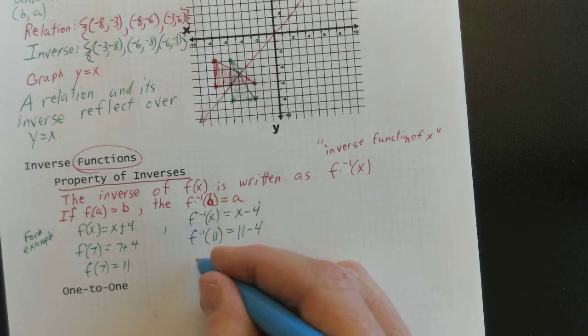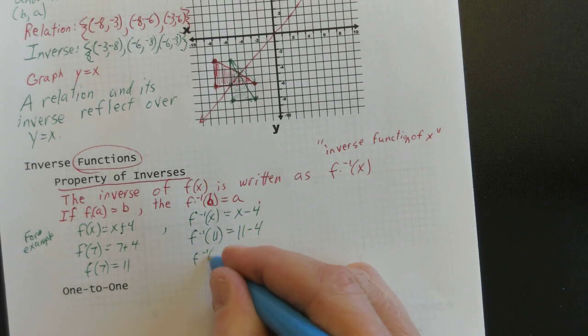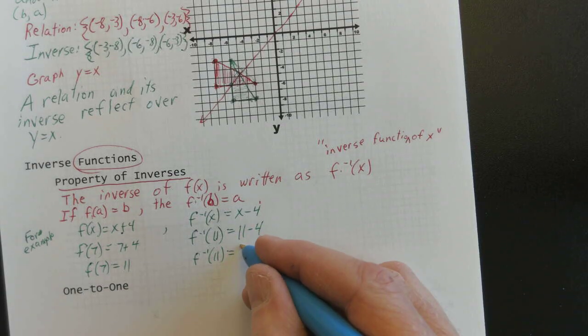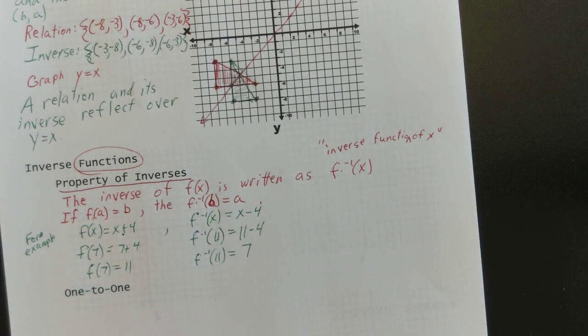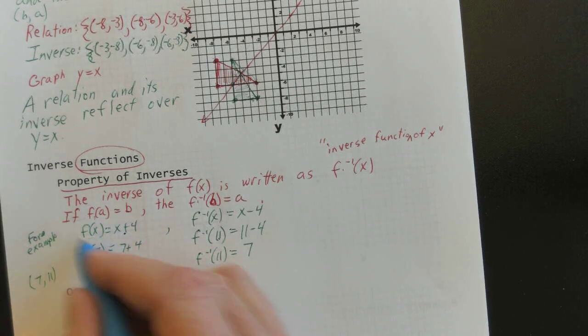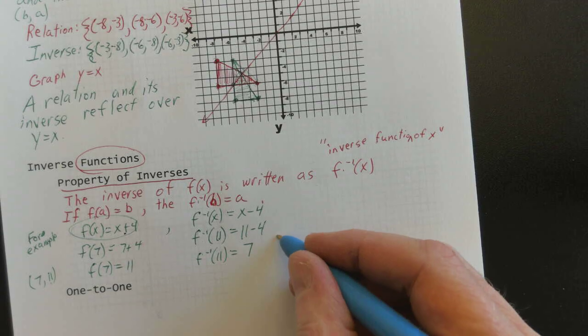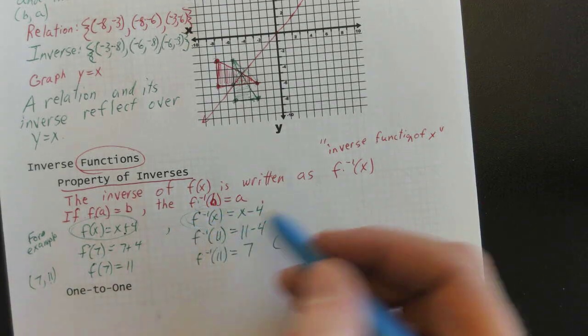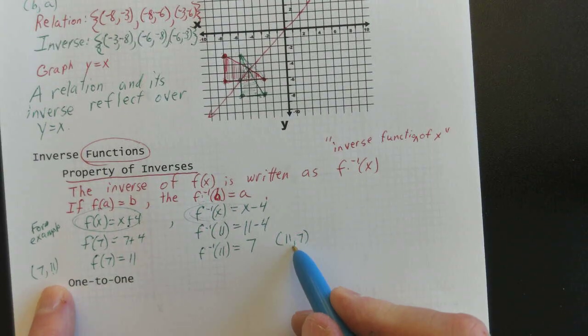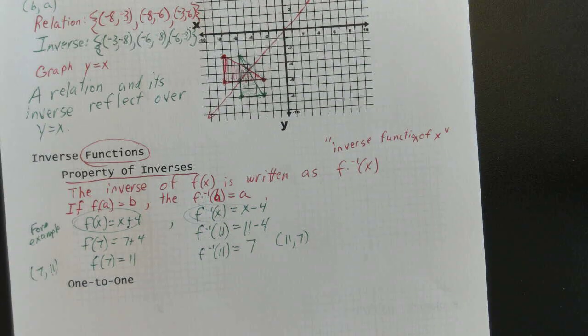11 minus 4. And what is that? Equal. What's 11 minus 4? Somebody say it. 7. Thank you, Michael. So, this function has (7, 11) in it. This function, the inverse function, has (11, 7) in it. See how it's just flipped around, the x and y coordinates? All good there?